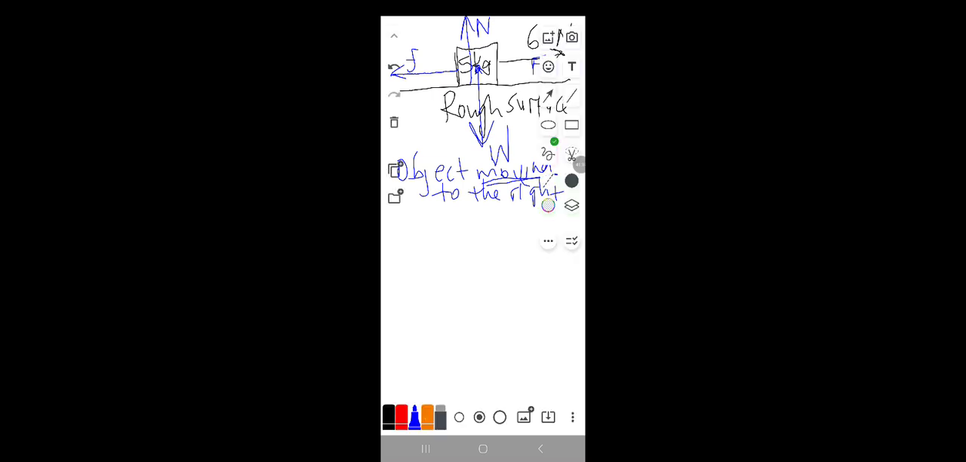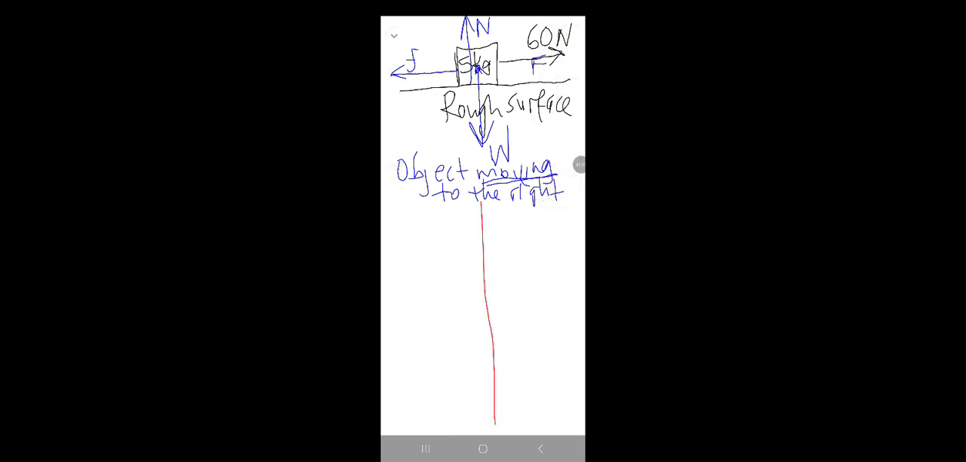So let's draw separately. We are going to draw our force diagram, then the free body diagram. It's very easy, nothing to worry about. For the force diagram, you represent your object as a block.